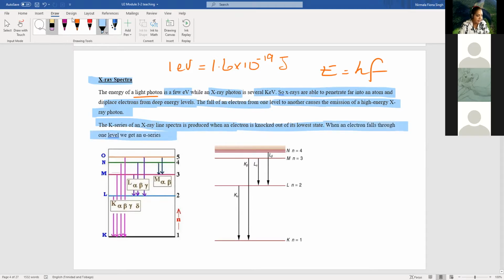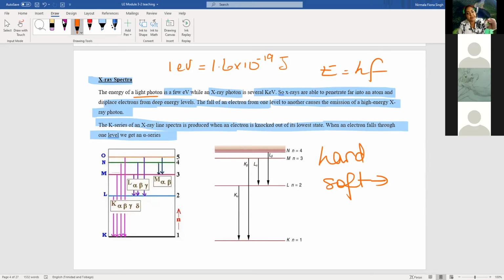So K series, we have a whole bunch of different series or types of X-rays. Remember, before we talked about hard and soft X-rays, where soft X-rays are able to penetrate flesh, and hard X-rays are those that can penetrate more solid matter like concrete and steel. Obviously, softer X-rays don't have as much energy. Hard X-rays are able to penetrate deep into a material.